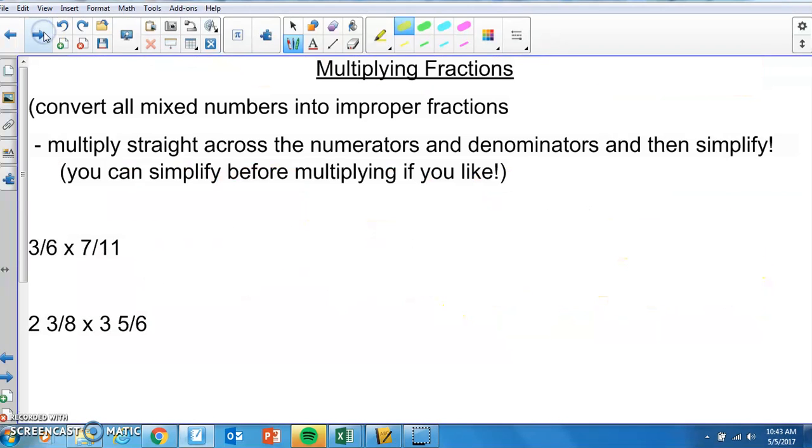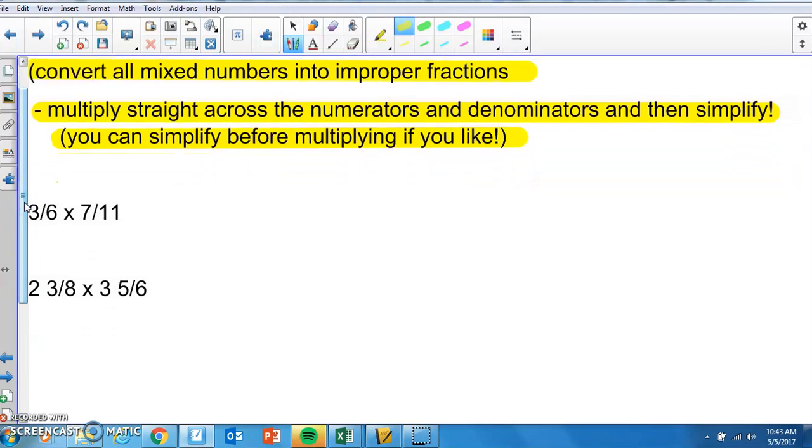All right, next thing we're going to talk about is multiplying fractions. Multiplying fractions, very simple. First thing we're going to do is convert all mixed numbers into improper fractions. Once we do that, we're going to multiply straight across the numerators and the denominators, and then simplify. We always want to simplify. And we can simplify before we multiply if you like doing that. So let's go through a couple examples.